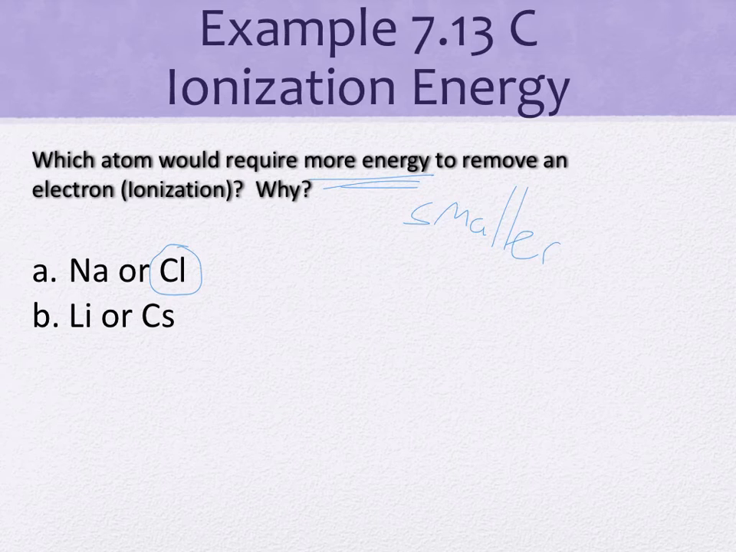So lithium or cesium? Well, lithium only has 3 shells. Cesium has 6. The smaller atom, lithium, is going to take way more energy to get the electrons off because they're very close to the nucleus.